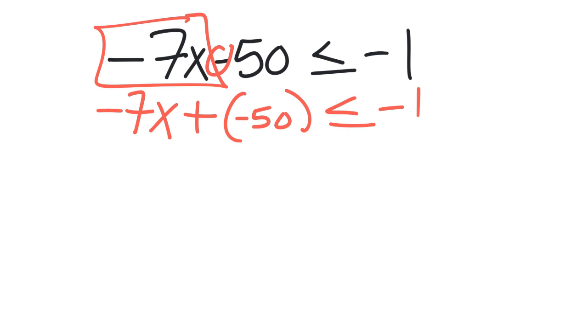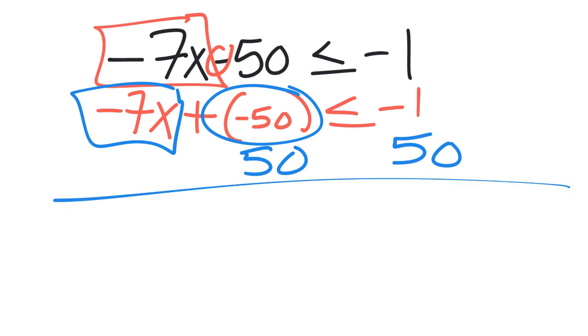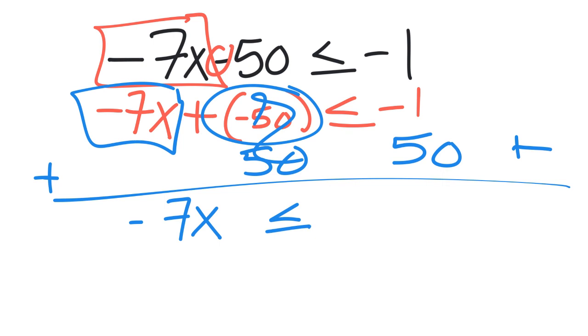Working vertically, I need to isolate this thing, so that means I need to get rid of negative 50. Well, add the opposite. Whatever you do to one side, you do to the other side. And again, little things like this are just going to pay off, so that's a negative 7x. Those equal 0. Less than or equal, so negative 1 plus 50 is positive 49. And we're not done yet.